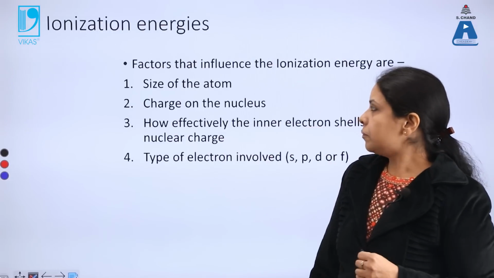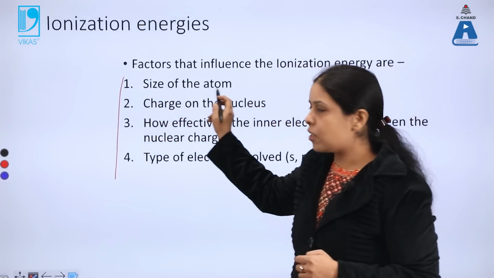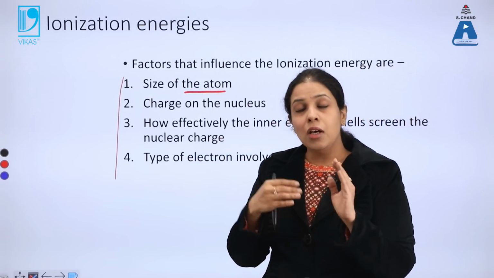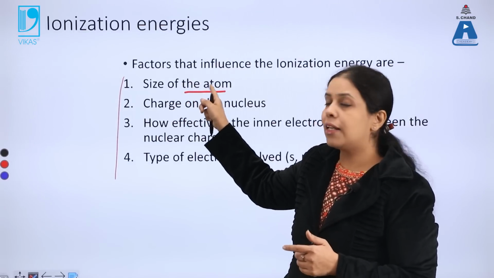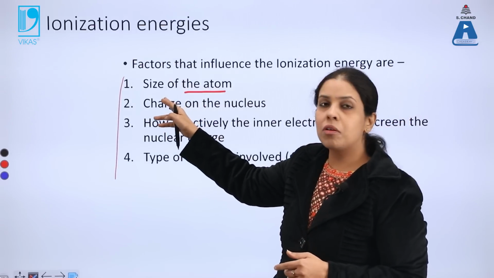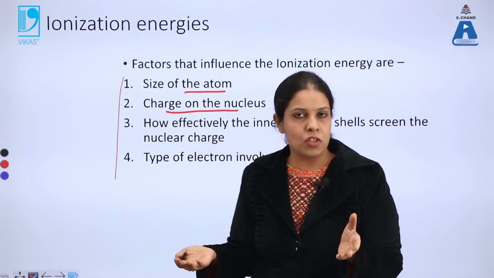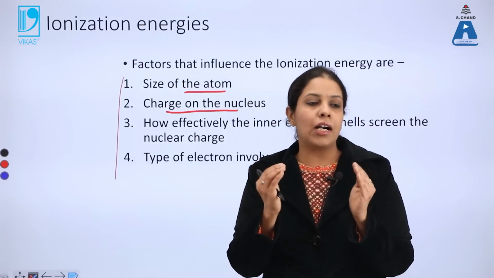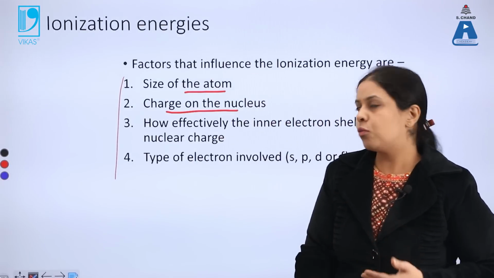Let's see ahead. What are the factors that influence the ionization energy? These 4 factors are there. Size of the atom: that's why we discussed atomic radius and ionic radius before discussing the ionization energy, because we know that atomic size and ionic sizes affect the ionization energy values. So this is a very important factor. Size of the atom has to be considered. Charge on the nucleus: those protons are attracting the electrons, and that will affect the ionization energy we have to provide to the system.